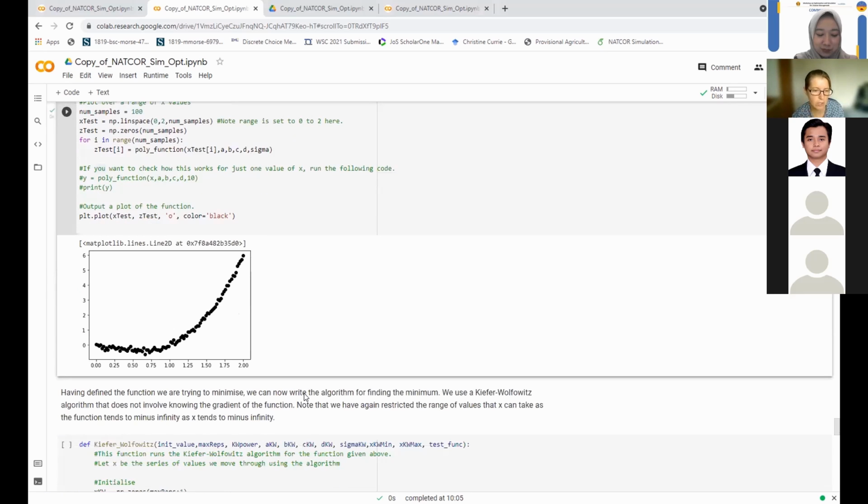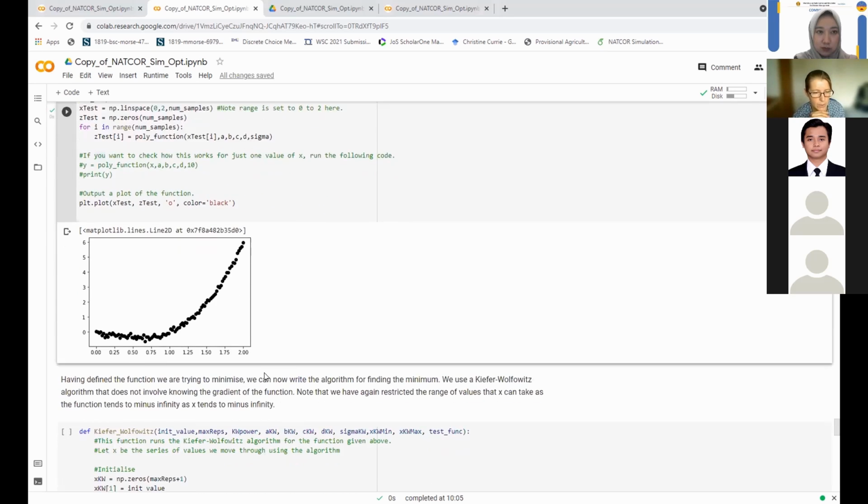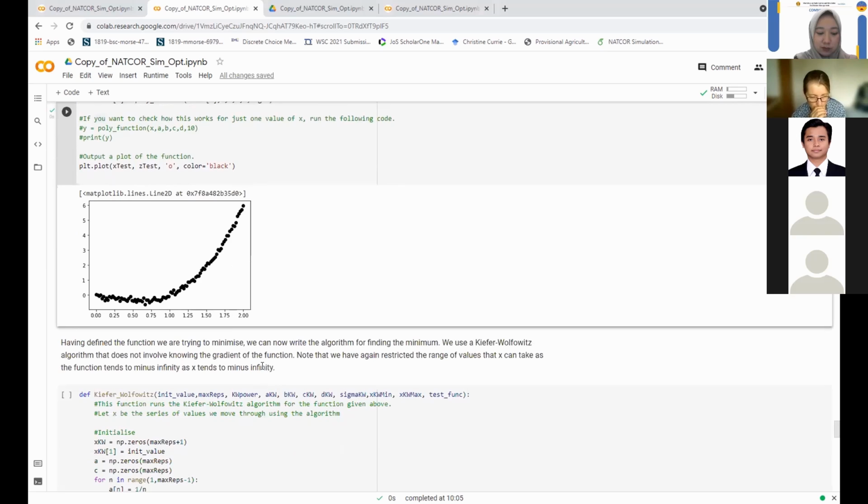So that's the function that we're minimizing, and we do know the answer to this one because we've set up the problem so that we know the answer. It should be at 1 over the square root of 3 is where we should be looking. That defines the function we're trying to minimize and shows us what it looks like.